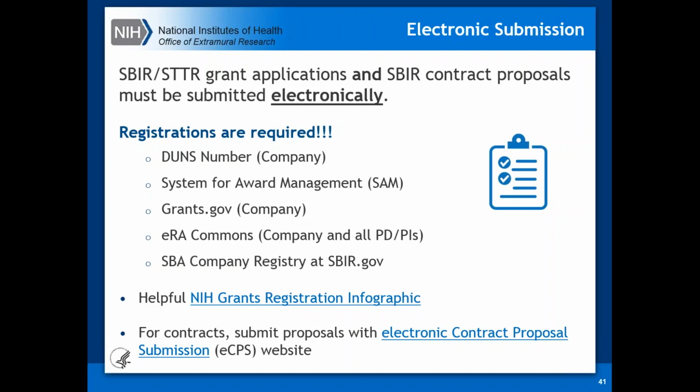Oh, and if you're already registered with all of these, I believe the only one that requires an annual renewal is the System for Award Management, so you should be certain that your registrations are still active. There's also a very helpful NIH grants registration infographic online, which you can see when you have access to these slides. And for contracts, you would be submitting proposals with the electronic contract proposal submission website.